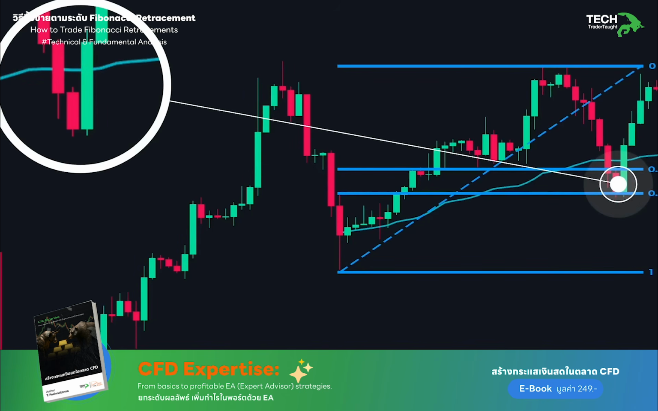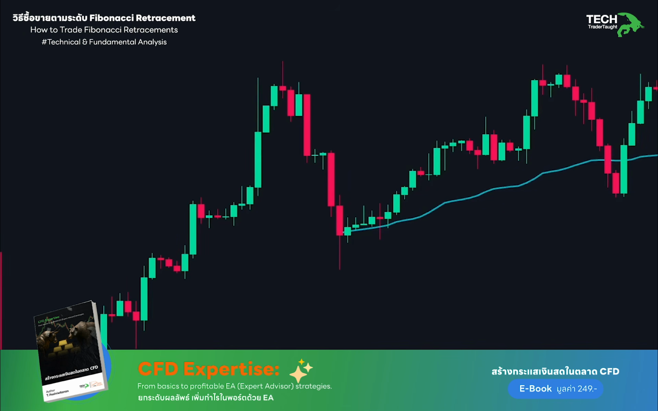When the price reaches near the golden zone, it creates this bullish engulfing candle. The big green candle covers the entire red candle. It is a bullish engulfing candle, indicating that the price might reverse upwards.